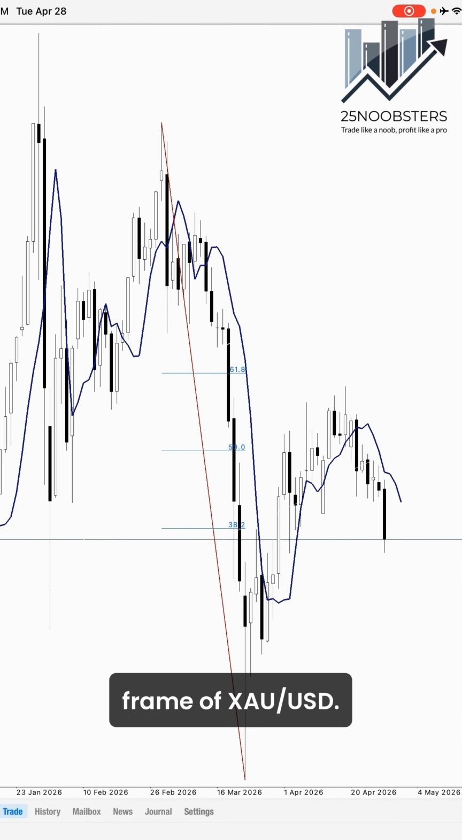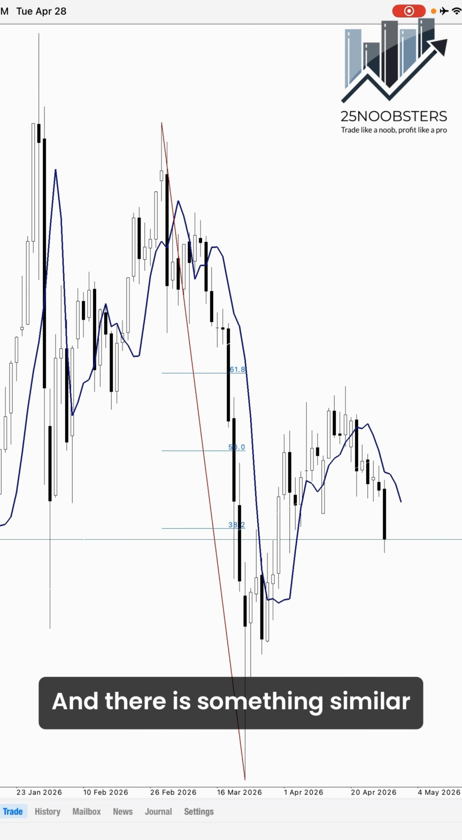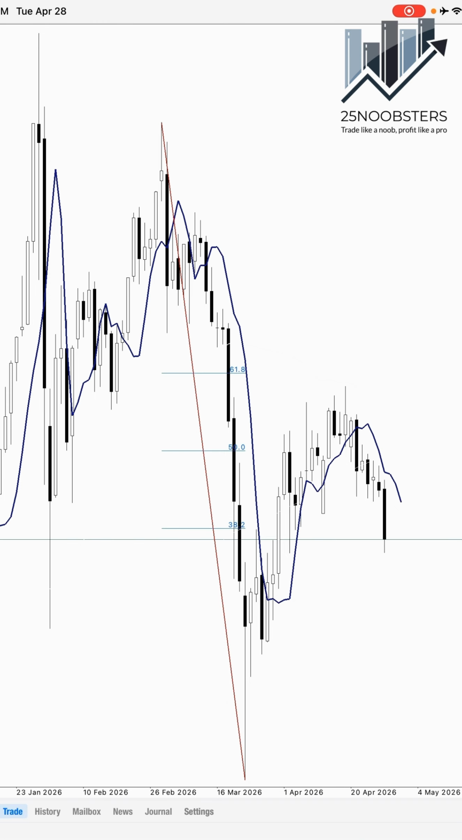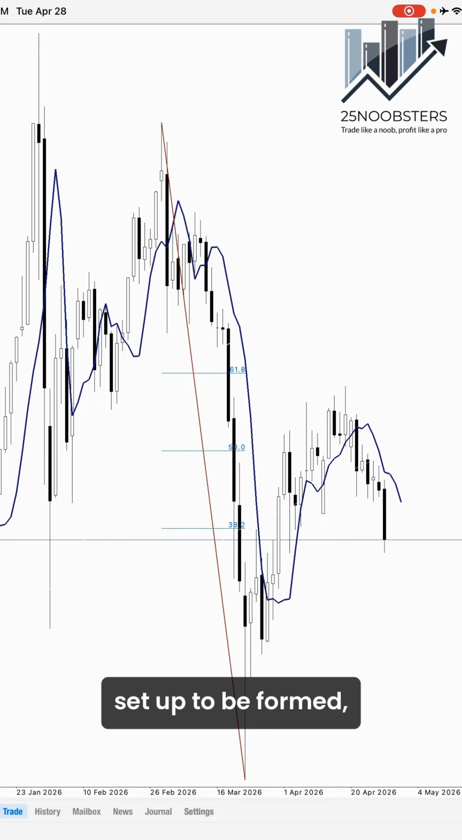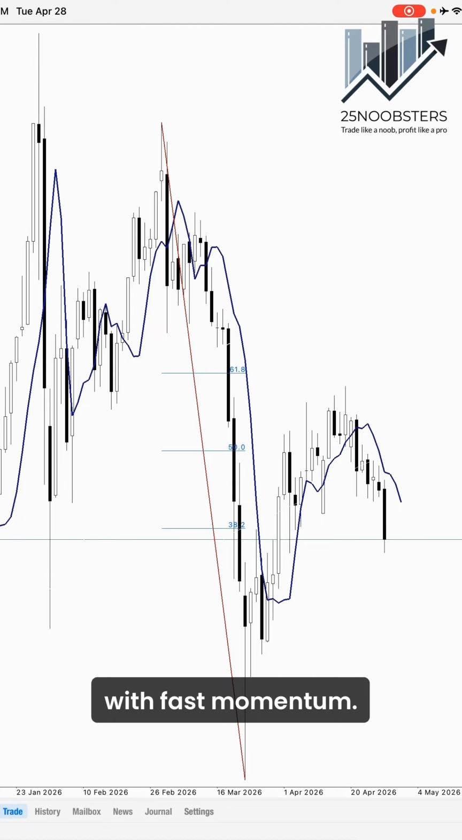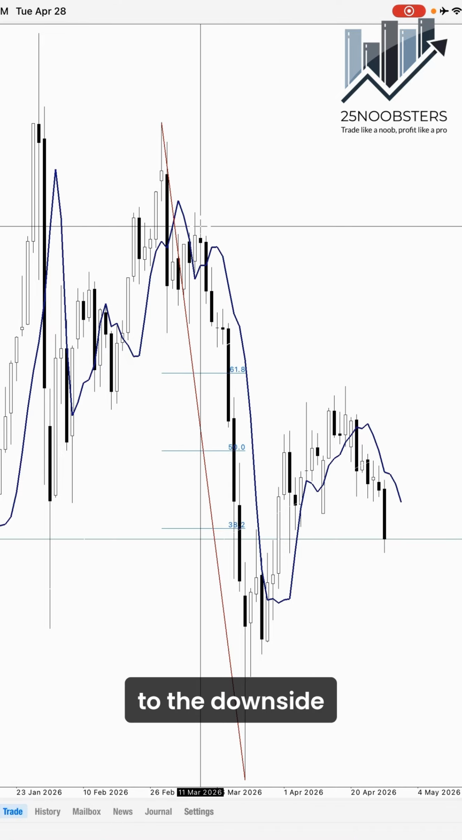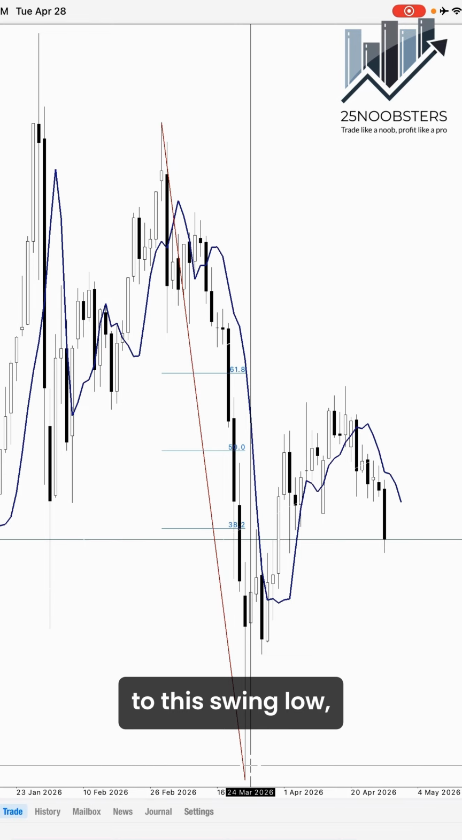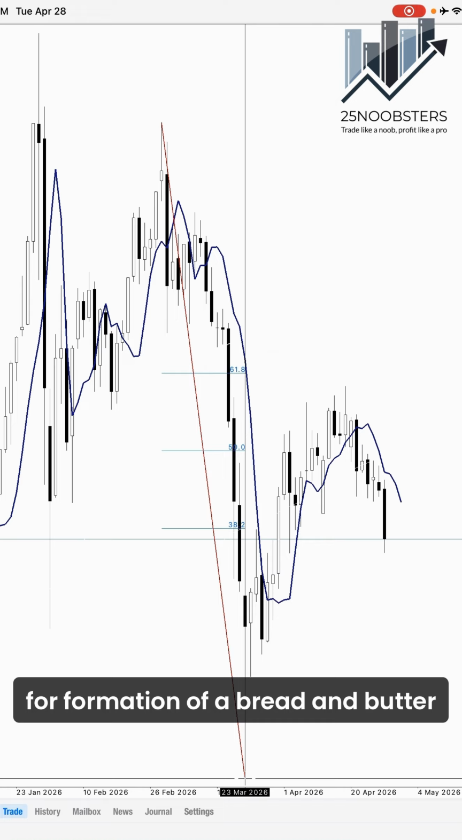We are on the daily time frame of XAU USD, that is gold versus dollar, and there is something similar to bread and butter here. For the bread and butter setup to be formed, the market should move in a direction without any choppy price action. It must clearly move with fast momentum. You can see that this movement to the downside from this swing high to this swing low is fast enough to set up a condition for formation of a bread and butter.